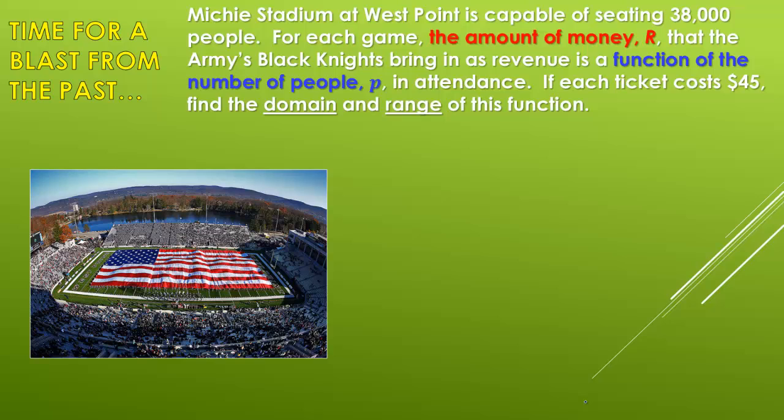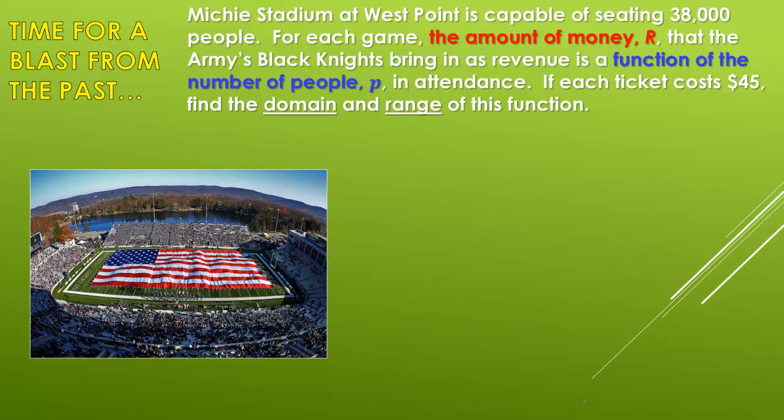All right, so let's see if you remember this question. Michie Stadium at West Point is capable of seating 38,000 people. For each game, the amount of money, or R, that the Army's Black Knights bring in as revenue is a function of the number of people, P, in attendance. Each ticket costs $45. Find the domain and range.